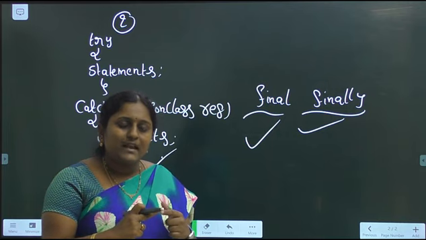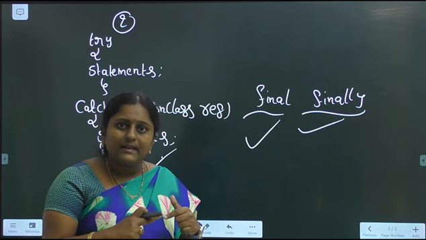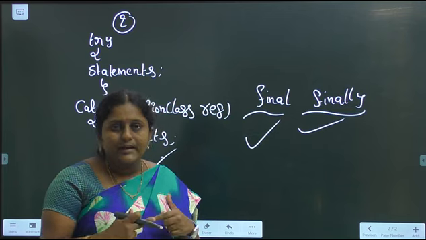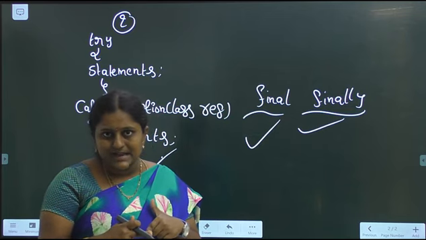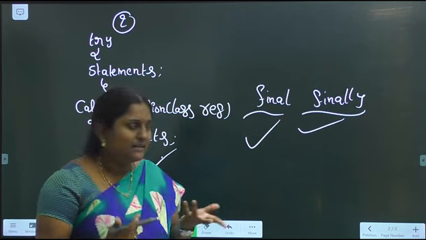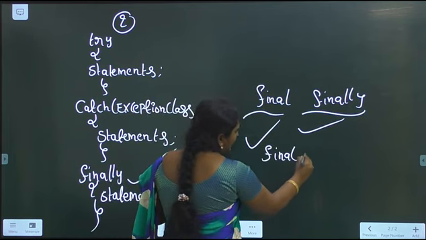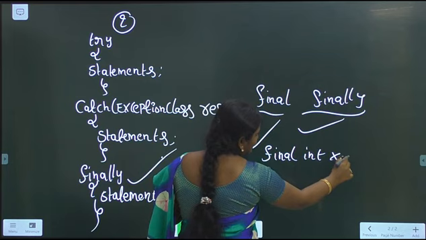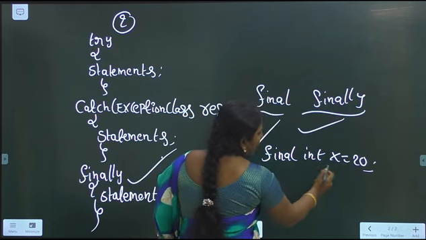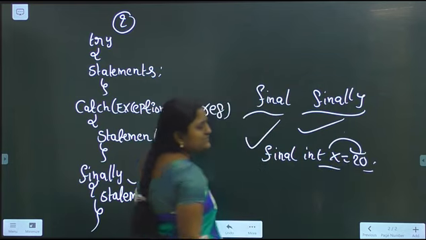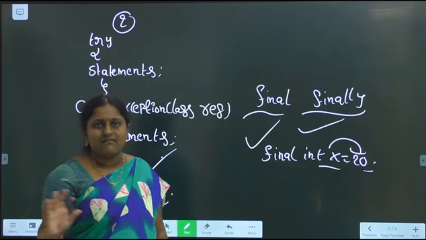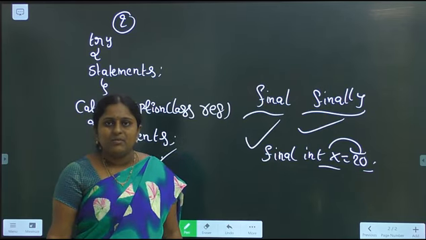A variable can be defined as a final variable. It acts as a constant in Java. Suppose I define final int x equal to 20. Here x holds the value 20. It is fixed, it acts as a constant in Java. So we never change a final variable's value.